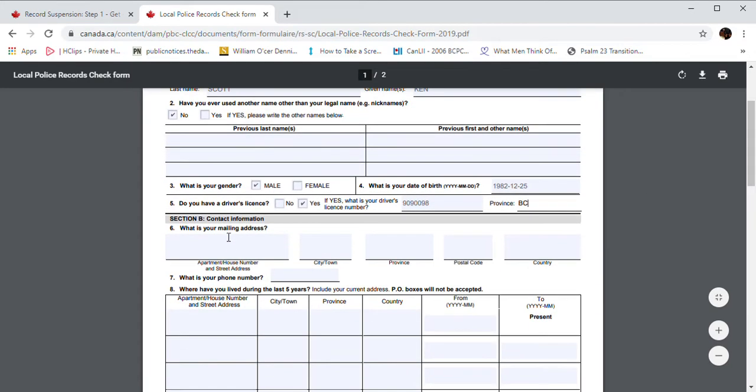What is your mailing address? 818 Main Street. Oh, yeah, I like it nice and centered. Surrey. BC again.